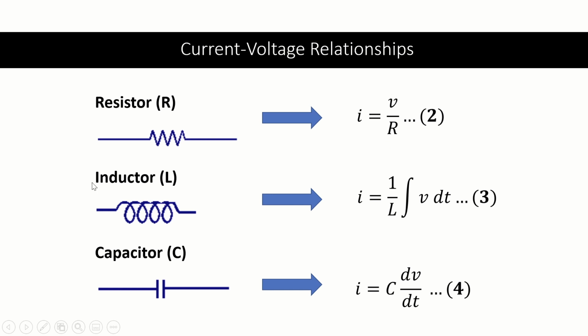In the case of the inductor, this same relationship is given by equation number 3, that states that the current equals 1 over L times the integral of the voltage with respect to time. And finally, for the capacitor, the current voltage relationship is given by equation 4, that states that the current equals C times the derivative of the voltage with respect to time.